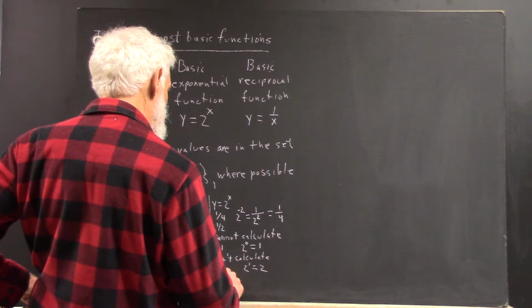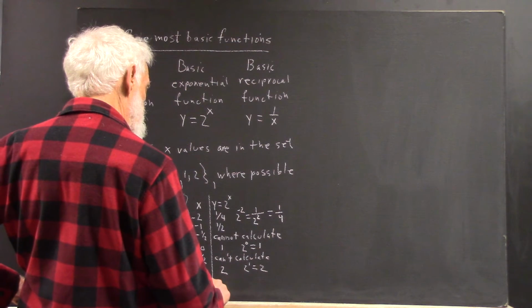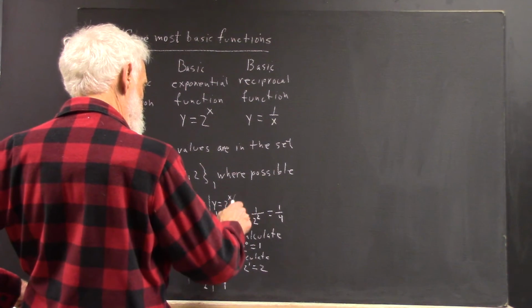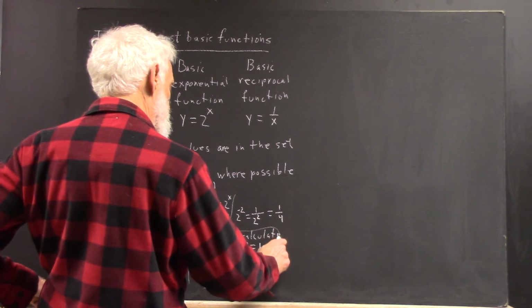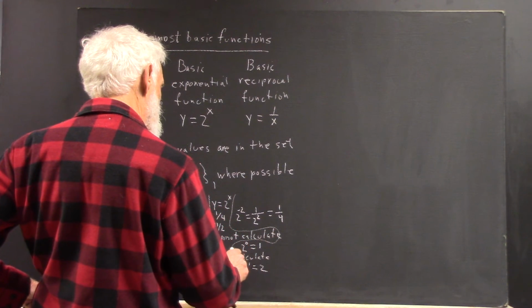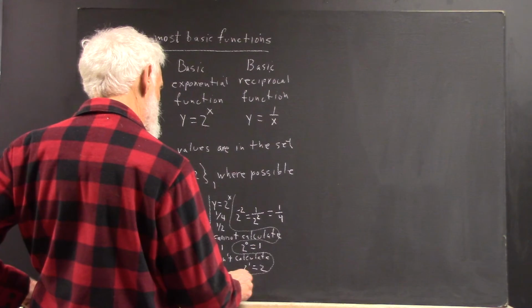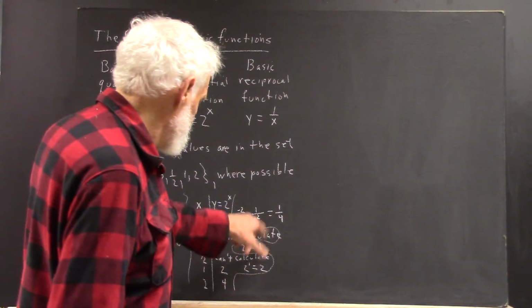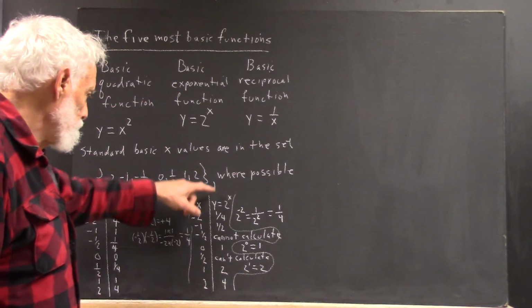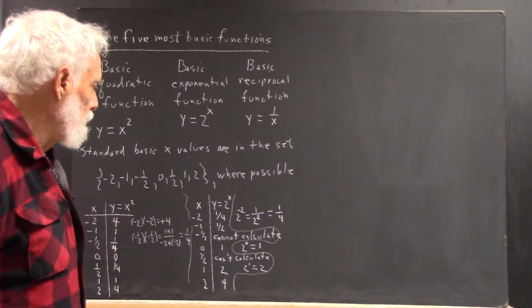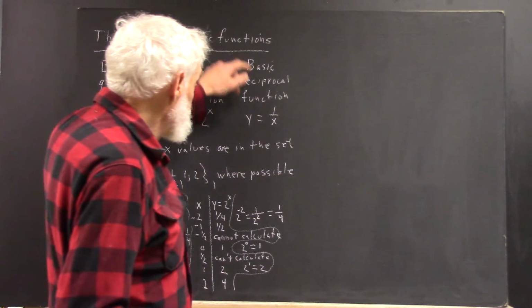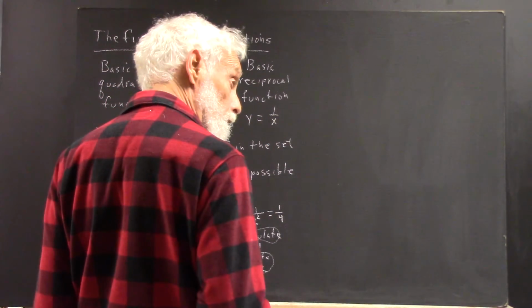That's 2, so we're going to get a 2 here. And then we're going to have 2 to the 2nd, which is clearly 4. So, here are the values in the table. Okay, there's a table for y equals 2 to the x. Now the basic reciprocal function, y equals 1 over x.